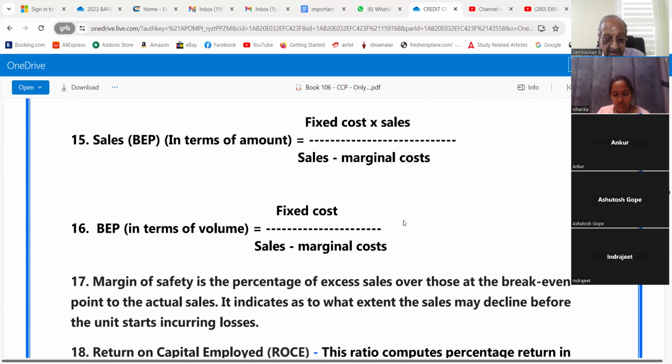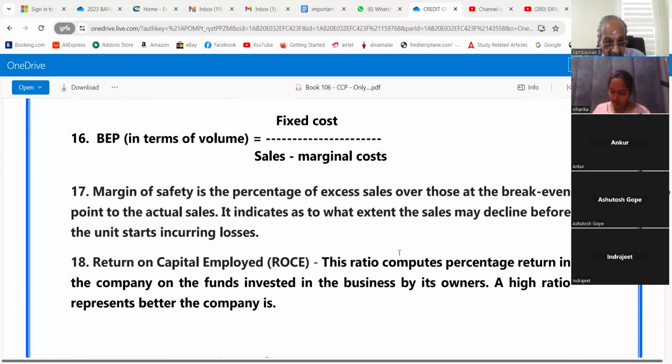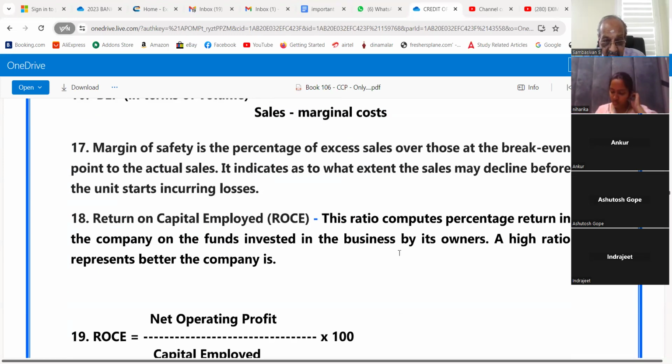16th, break-even point in terms of volume is equal to fixed cost upon sales minus marginal cost. 17th, margin of safety is the percentage of excess sales over those at the break-even point to the actual sales. It indicates to what extent the sales may decline before the unit starts incurring losses.